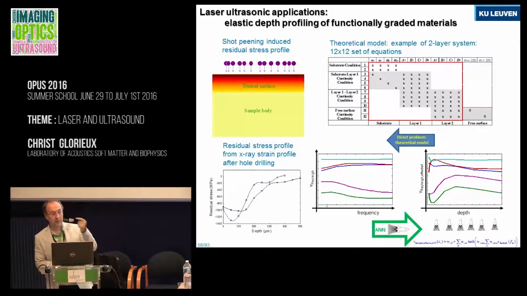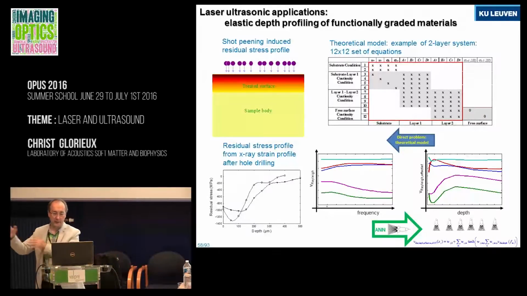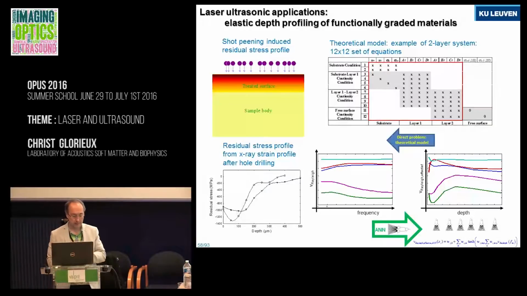We calculated all the dispersion curves, and we trained a neural network. We trained a neural network to recognize from the dispersion curve the depth profile of the modulus. These are some examples of profiles and dispersion curves. And from that we tried to use the neural network, to use an experimental dispersion curve in order to get the profile of a real sample.